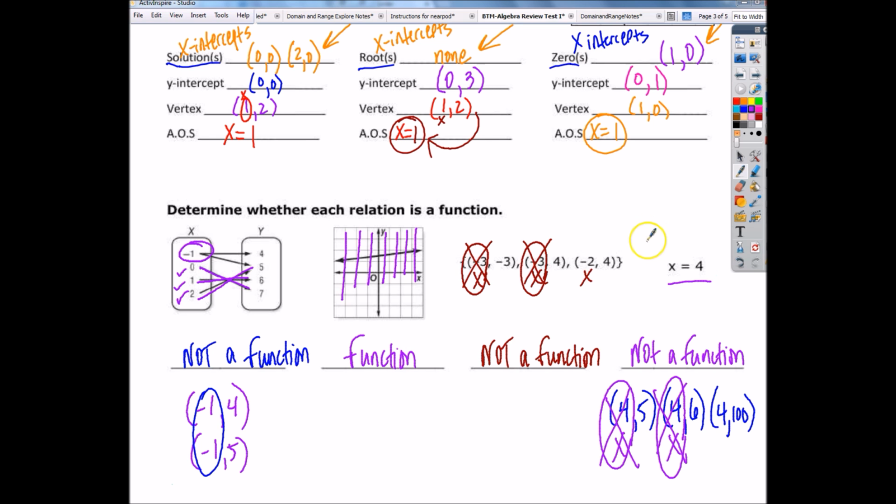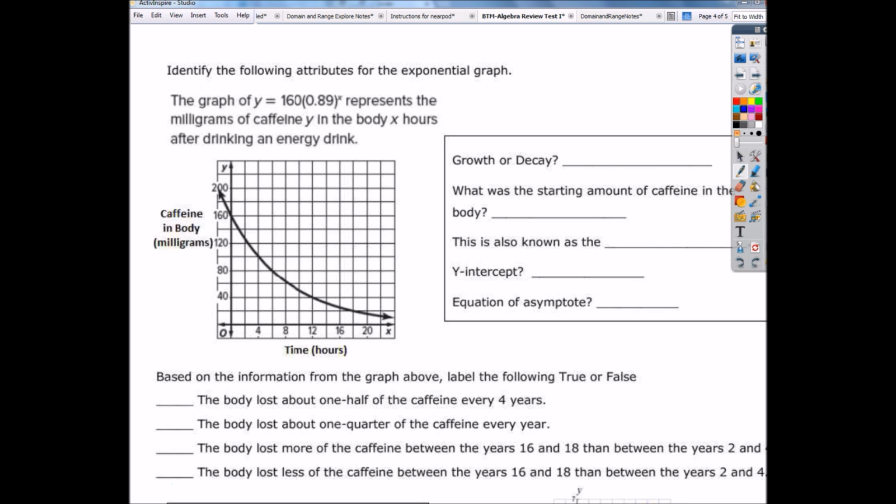And if you know your graphs, you got your graph here, you go over 1, 2, 3, 4, it's a vertical line at 4, which we already know is definitely not a function, okay? If it repeats, bad news. Got it? Good.